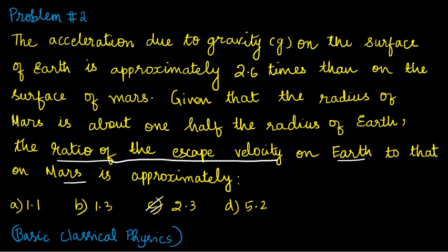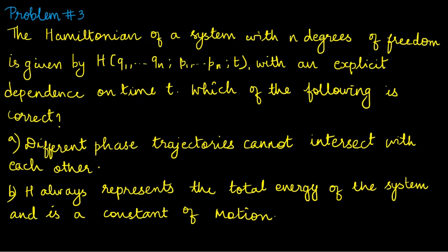So I hope you understand this. So let us see our next problem. Here the Hamiltonian of the system is given, and we have to find which of the following is correct. So here we have various options.